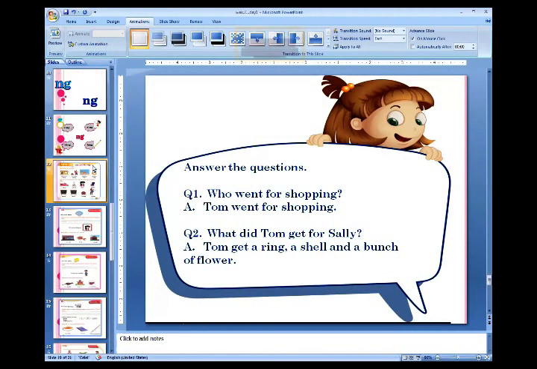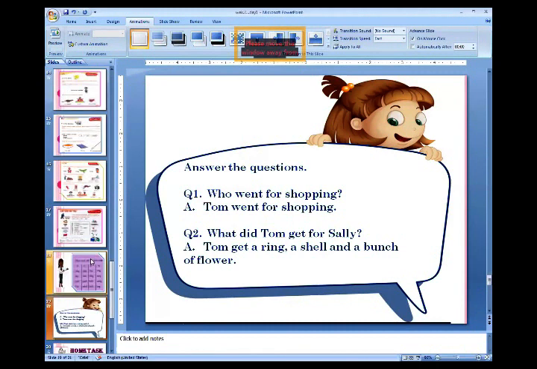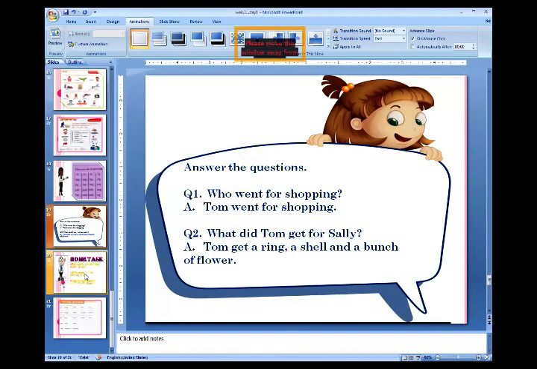Now here are the book pages, page number 29 to 35. You have to complete them in your book, not copy. Page number 29 to 35, you have to complete in your book.